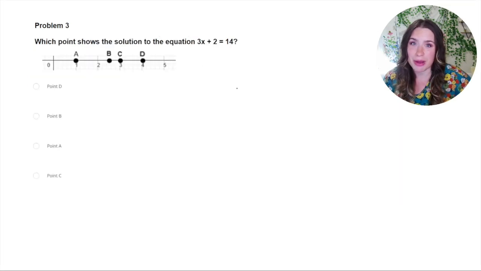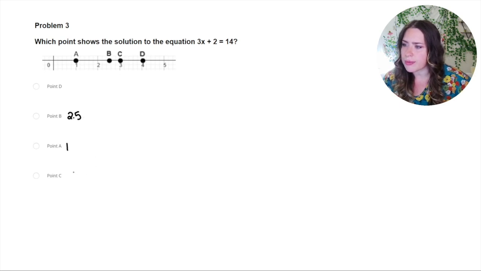All right, ready for problem 3. Which point shows the solution to the equation 3x plus 2 equals 14? And you can see by the diagram here we have 4 points. A is 1, so I'm just going to write that there. B, it looks like it's about 2.5. C is 3. And D is 4. So we can either plug those numbers in, like using that strategy before, and see if that equals 14, or we can solve this algebraically.